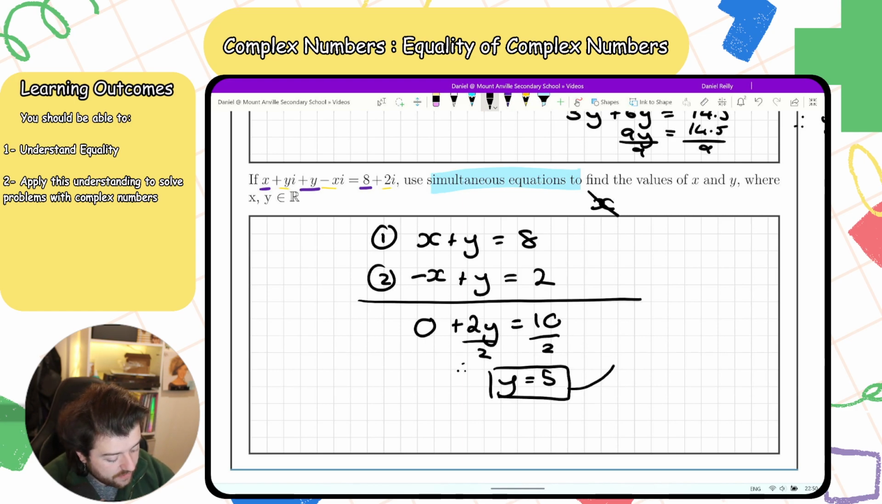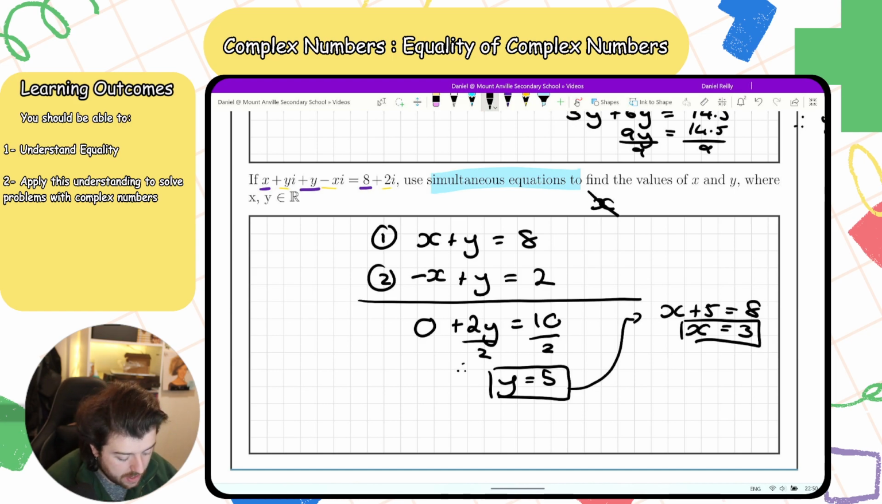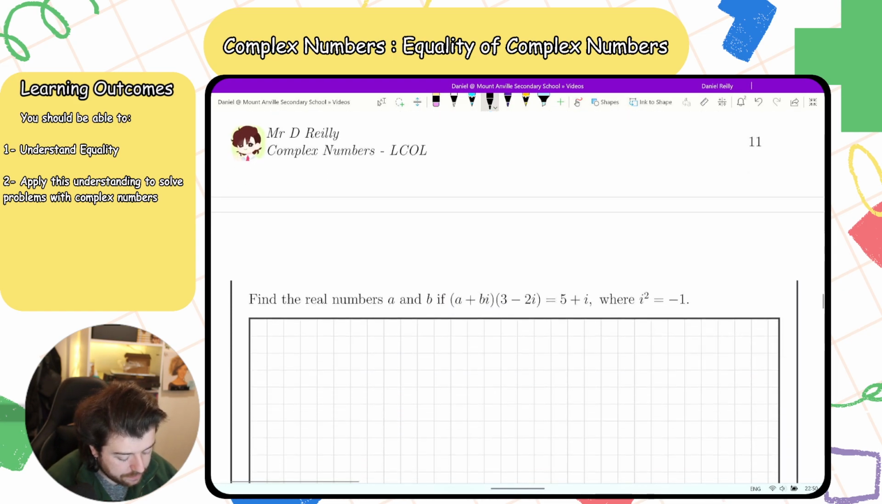And then finally, I want to find what x is. So sub it into an original one. I'm just going to sub it to the first one here. x plus 5 is equal to 8. x is equal to 3. There we go. Bada boom, bada bing. Let's move on to the next one.